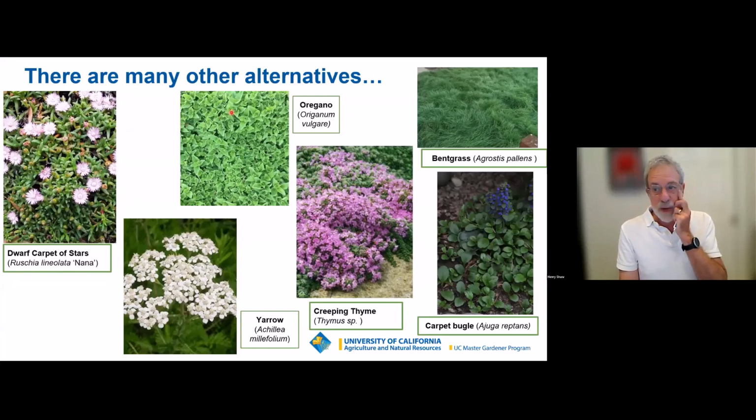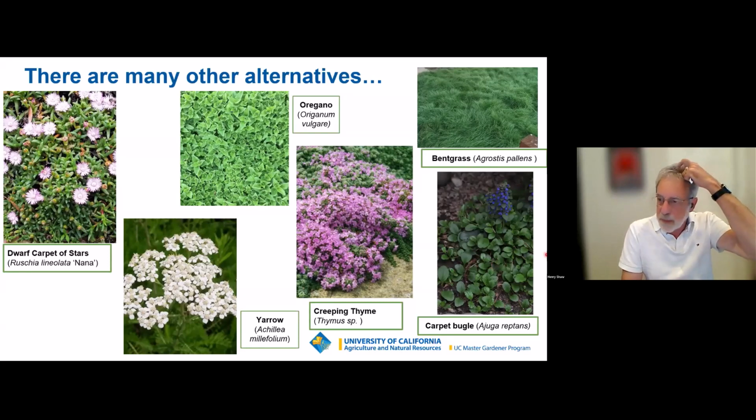Herbaceous plants like oregano or creeping thyme are lovely. They have a fragrance when you walk on them. They do have flowers, so they will attract bees, so that's an issue. Yarrow is another low-growing option with low water use. Carpet bugle, Ajuga reptans, produces these lovely purple-blue flowers, which can be mowed off if you want it to stay low.